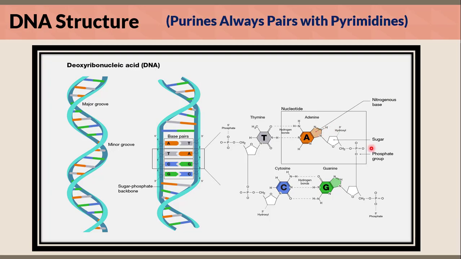Purines always pair with pyrimidines. As you can see here is purine, or pure as gold. Its members are adenine and guanine, which are paired with cut the pie, which is cytosine and thymine. Purines always pair with pyrimidines. It is a crucial statement. Here are the base pairs: thymine, adenine, cytosine, guanine, to form the deoxyribonucleic acid.